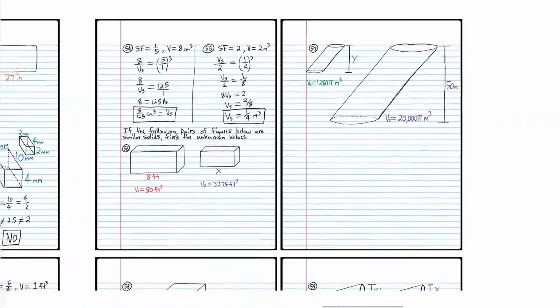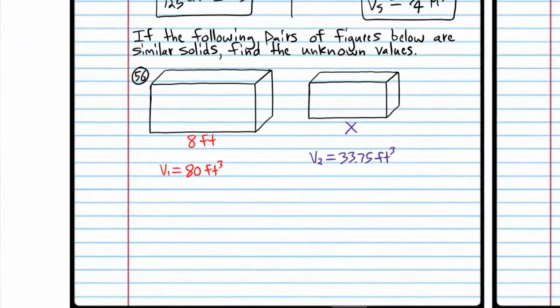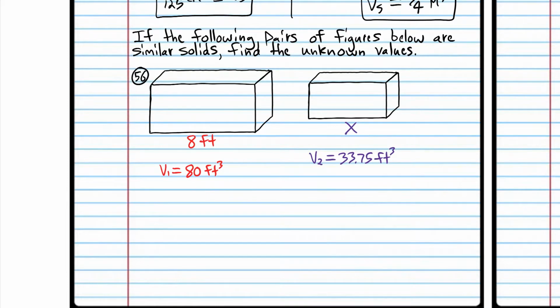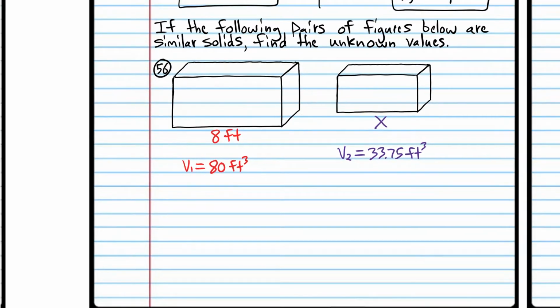And we have 2 rectangular prisms, and we're told that they're similar, and we have to find the unknown. So we're going to use that Proportional Volumes Theorem. We know the ratio of the 2 volumes is equal to the ratio of the corresponding sides, cubed. Now we know both volumes this time, so 80, the volume of the bigger one, over the volume of the smaller one has to be equal to the ratio of the sides, which are 8 over x, we don't know x, cubed.